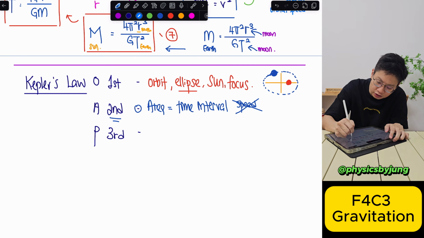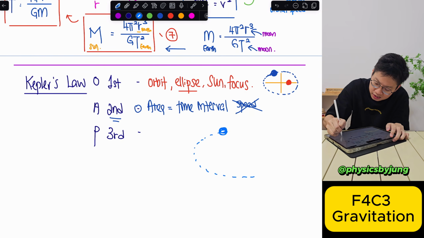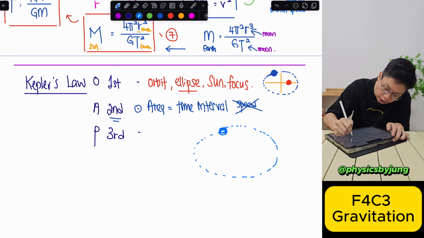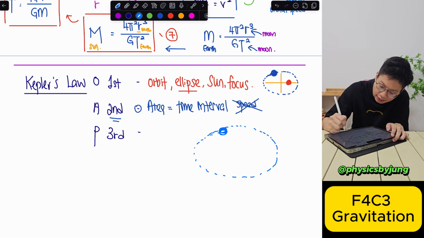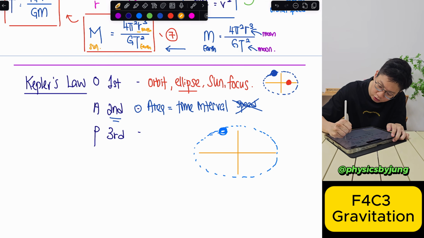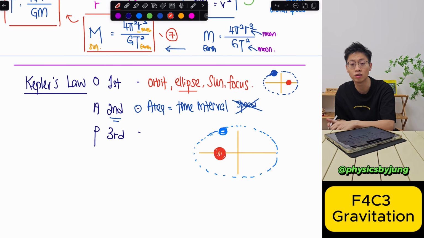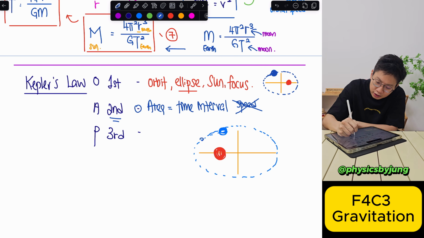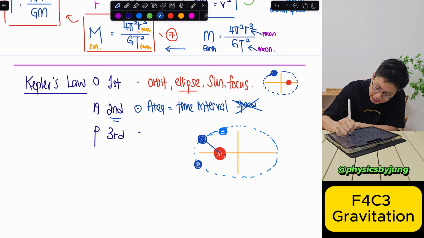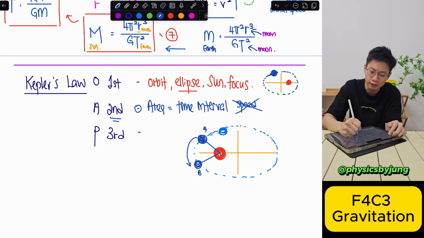Okay, let me draw this picture for you. If you remember, we said the orbit is oval in shape. You will realize that this is where one of its foci is. So let's put the sun on this side. Now, as your planet travels from point A to point B, maybe they use a time of 1 month.